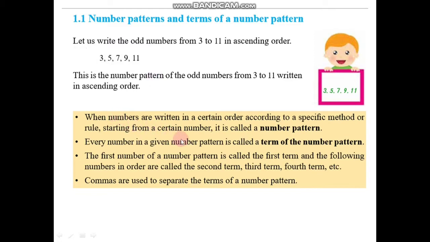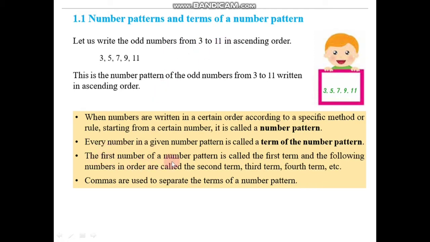When numbers are written in a certain order according to a specific method or rule, starting from a certain number, it is called a number pattern. Every number in a given number pattern is called the term of the number pattern. So when we see 7, the 7 is a term of the number pattern, which is odd numbers from 3 to 11 in ascending order.